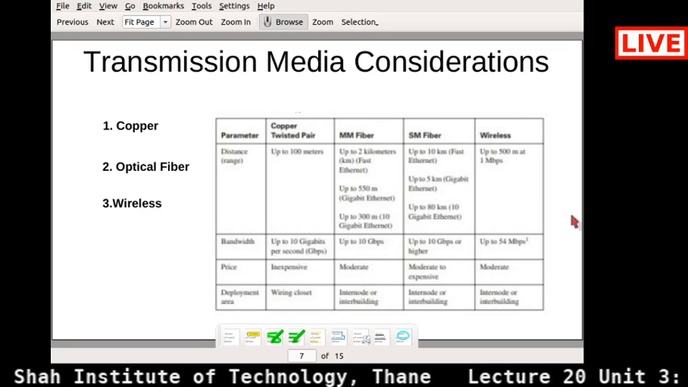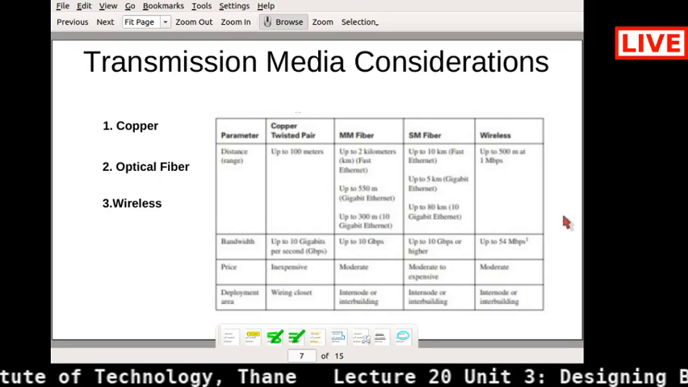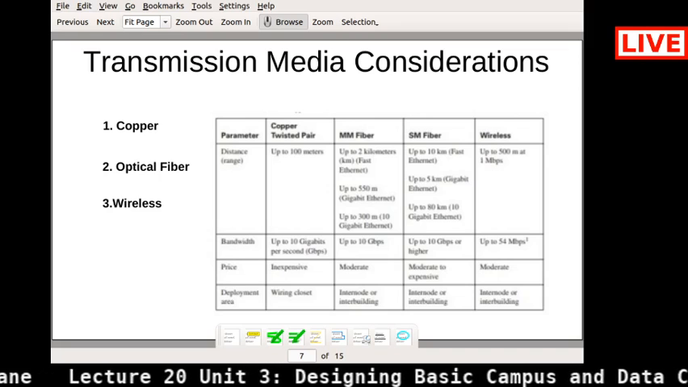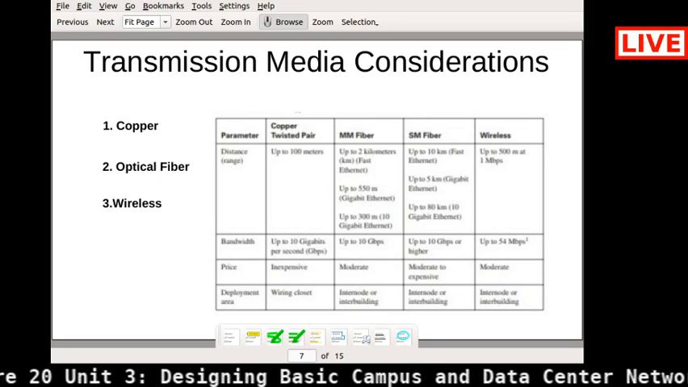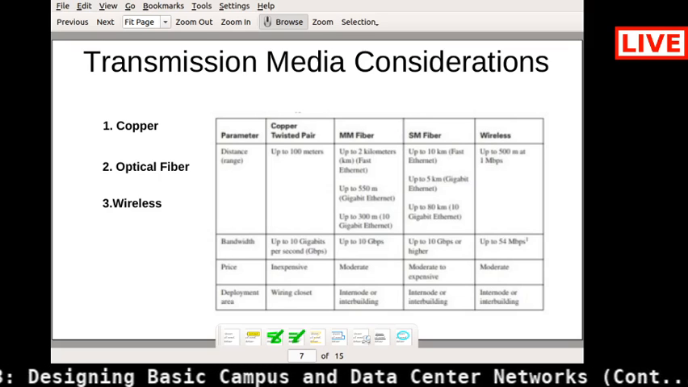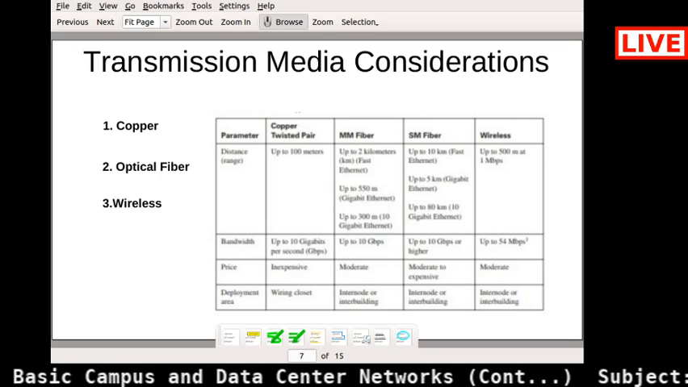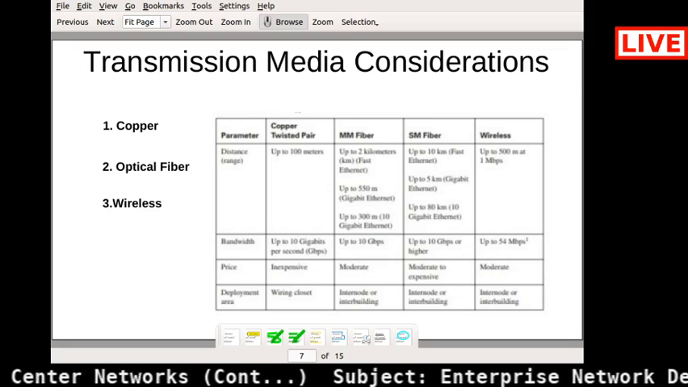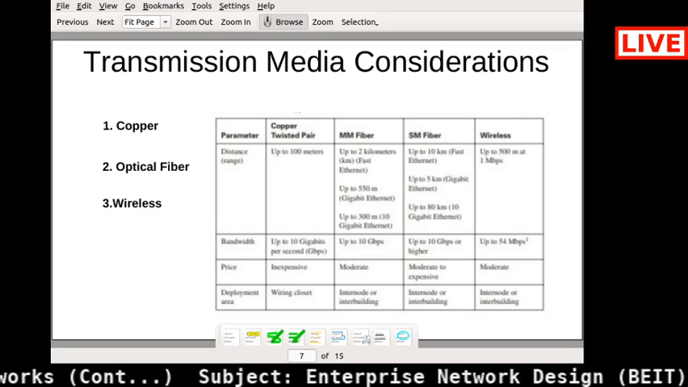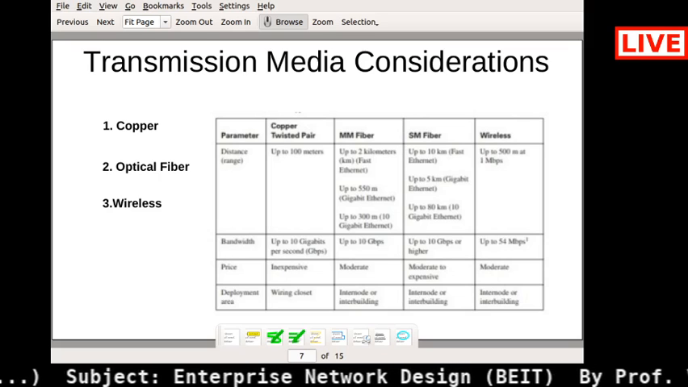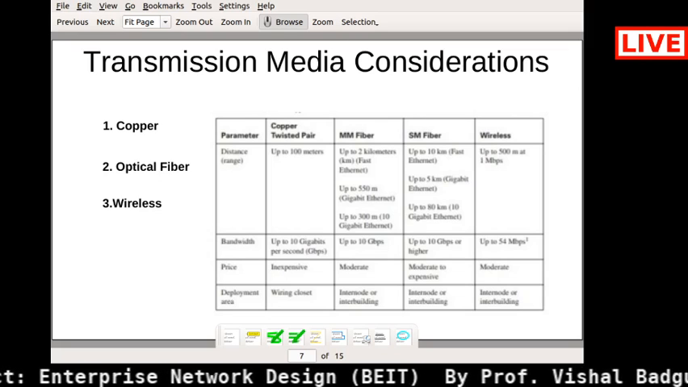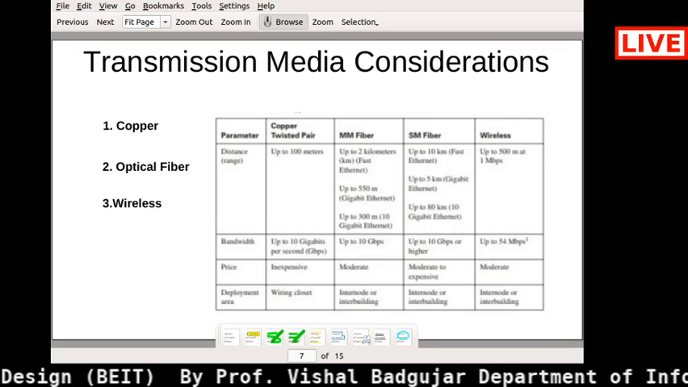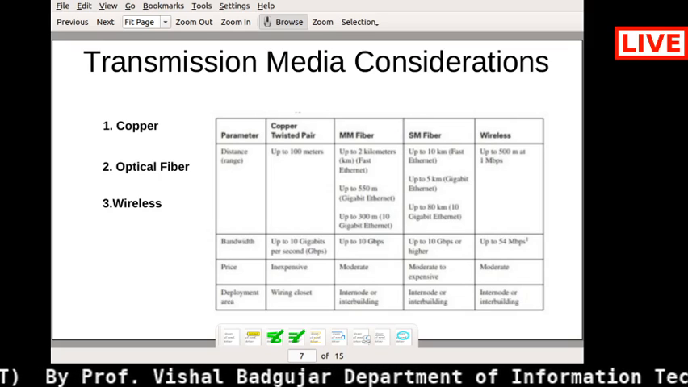And if you compare with fiber, it will be moderate to use for fiber, and it will be moderate to use for wireless, right? Why? Because for wireless you just require an access point and the PoE, so with the help of that you can use this wireless channel. And for SM fiber, because you are using single mode fiber, it will be moderate to expensive sometimes. So this is nothing but the price parameter.